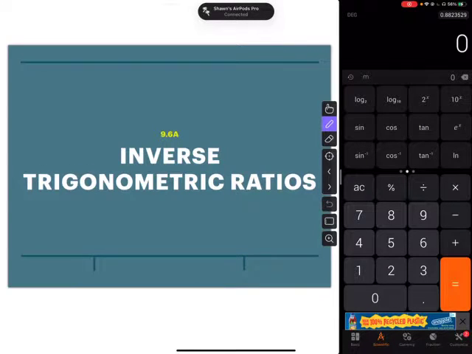Today we're going to look at using the inverse of trigonometric functions. This is section 9.6. We will break it into two parts. So this is part A. So let's talk about what these inverse of these trigonometric functions are.